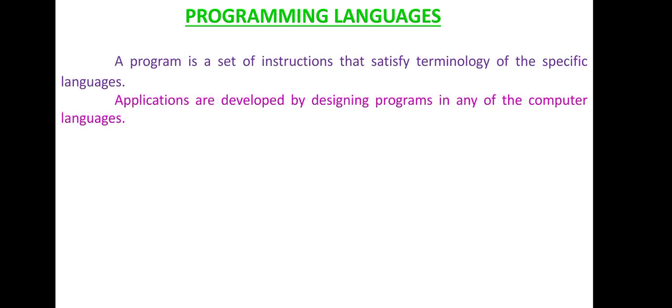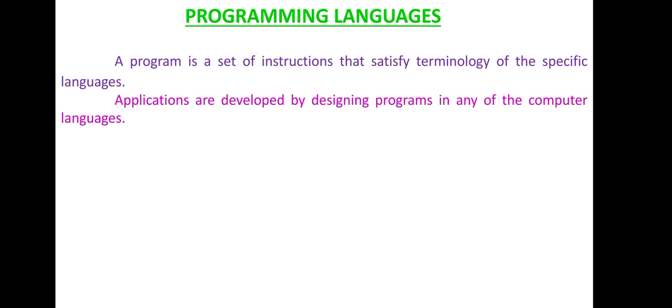Then we have a doubt: what is a programming language? What I said in the beginning is that a program is nothing but a collection of instructions, and when these programs are put together, they become a software. If you want to develop a software, we should know some programming, because software is nothing but a collection of programs, and a program is nothing but instructions. To write these instructions, we require a programming language.